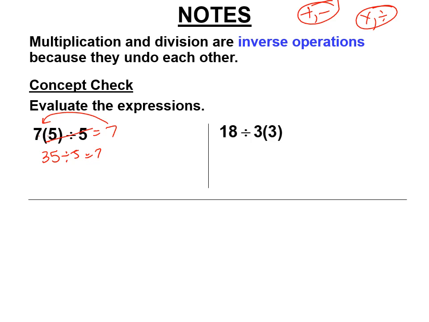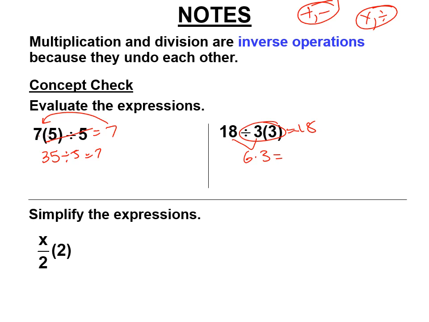It doesn't matter which one is first. 18 divided by 3 is 6, and 6 times 3 is 18. Dividing by 3 and multiplying by 3 undo each other, and we get back to where we started. So that's x divided by 2 multiplied by 2. And typically we just cross those out and we write x.